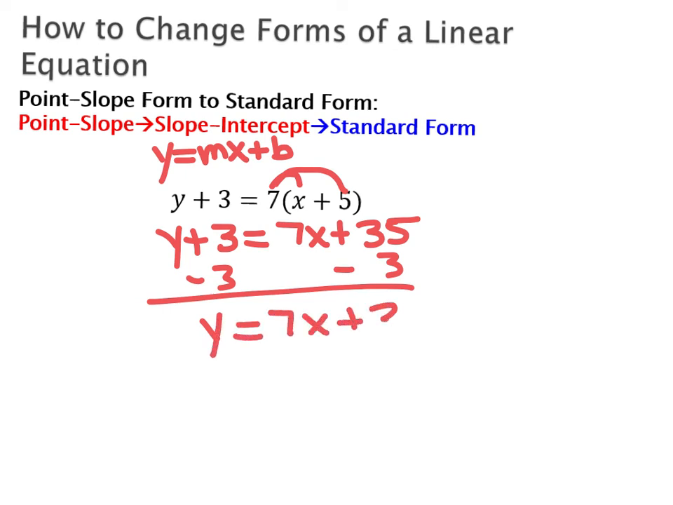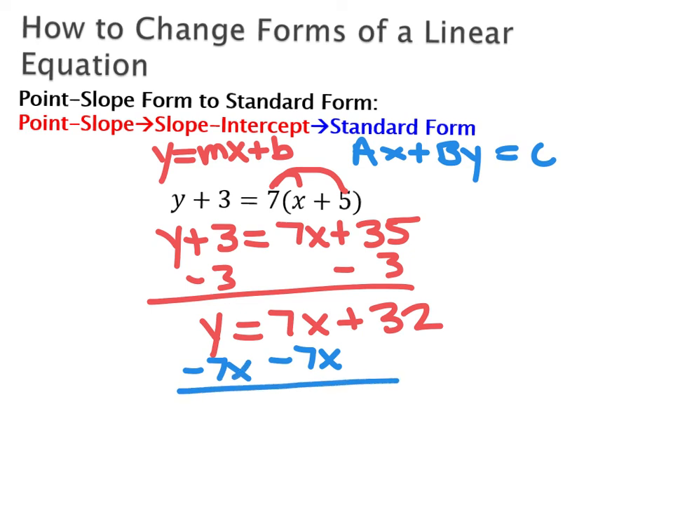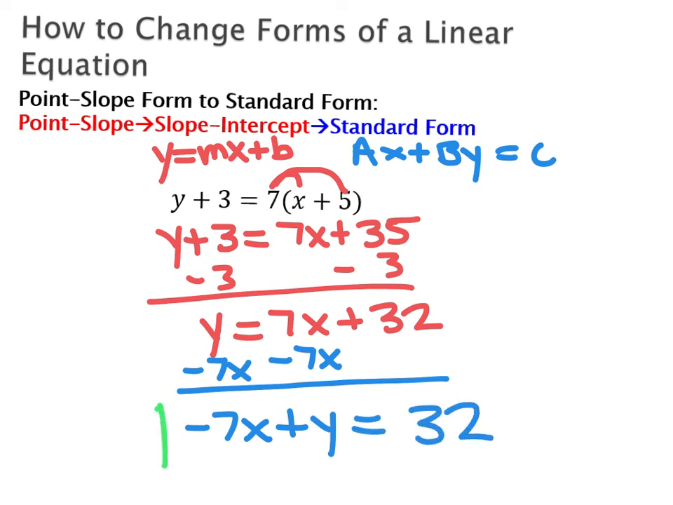Now the last part of changing into standard form: standard form is ax plus by equals c. So essentially x and y both need to be on the left side of the equation. In order to do that, I could subtract 7x from both sides. So it'll give me negative 7x plus y equals 32. And that would be my final answer.